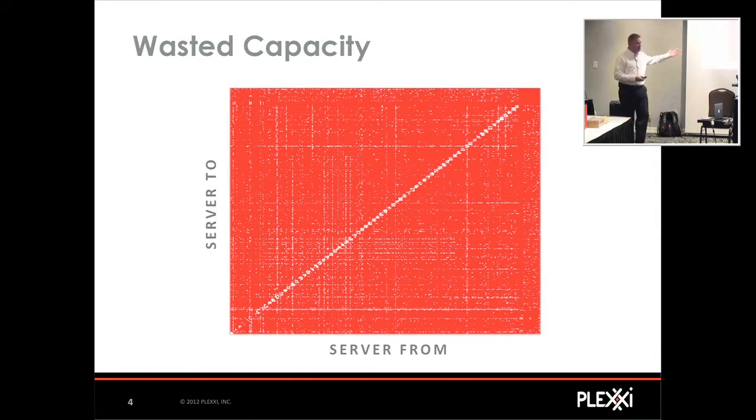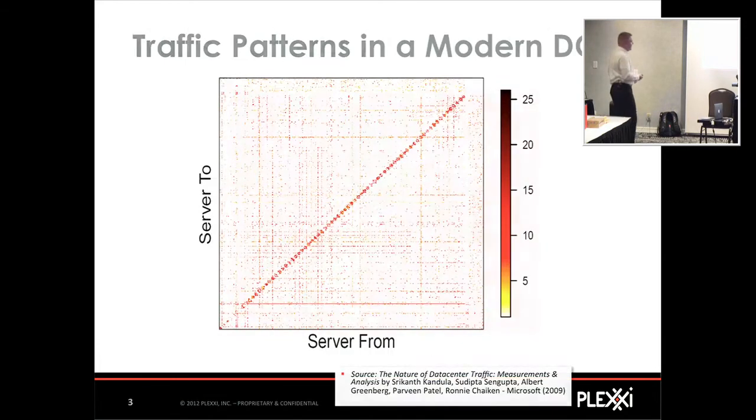The vast majority of this is, if you turn this way, red. And red means here, they do not communicate at all. So you build this entire infrastructure for very sparse communications between servers in a fairly well-engineered network.